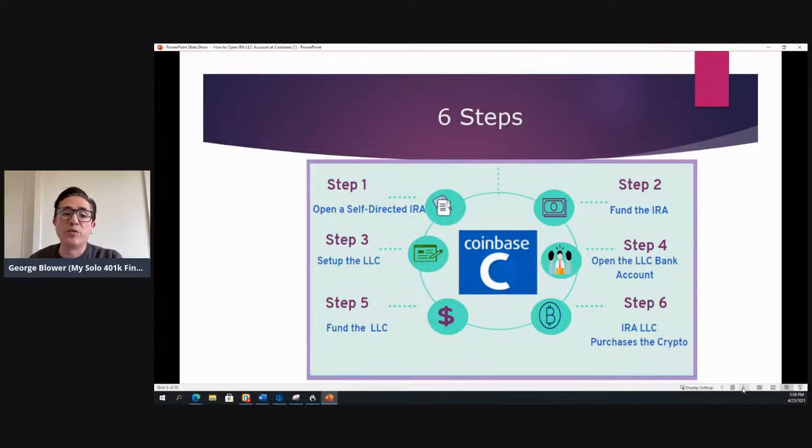And then from there, the LLC, really your IRA LLC, is an LLC that's owned by your IRA. So the sole member or owner of the LLC is your IRA, and you are the manager. As the manager, you have checkbook control of that LLC bank account. From that LLC bank account, the funds get transferred over to an account at an exchange like Coinbase, opened up in the name of the LLC, through which you can buy cryptocurrency.